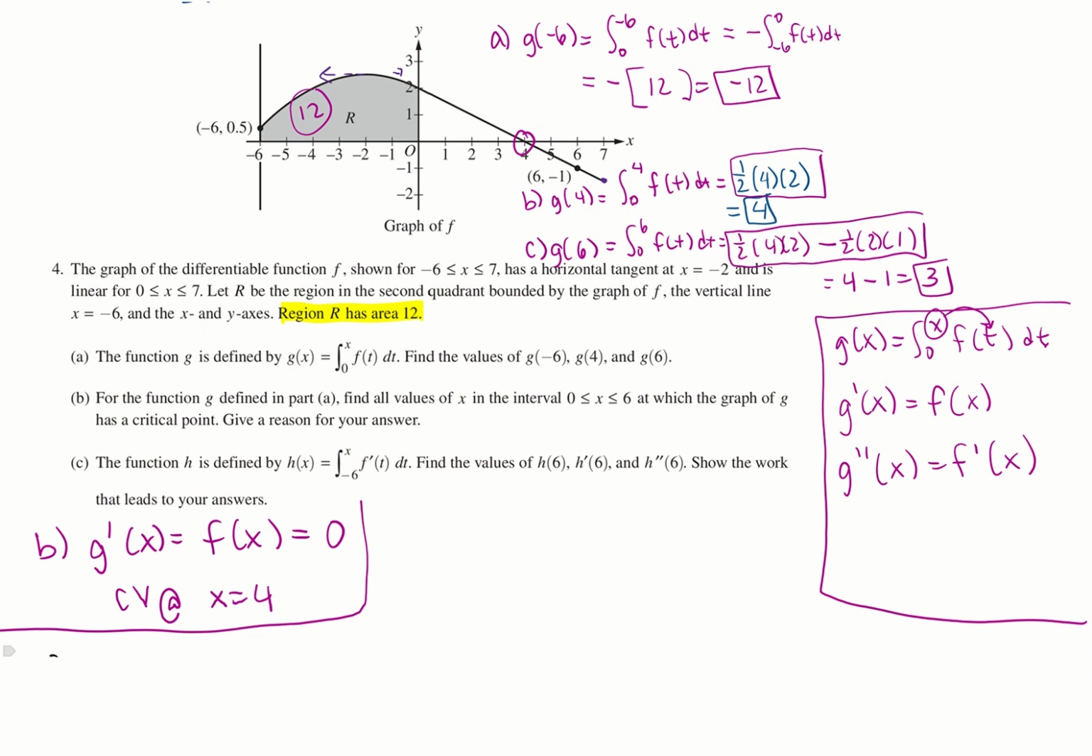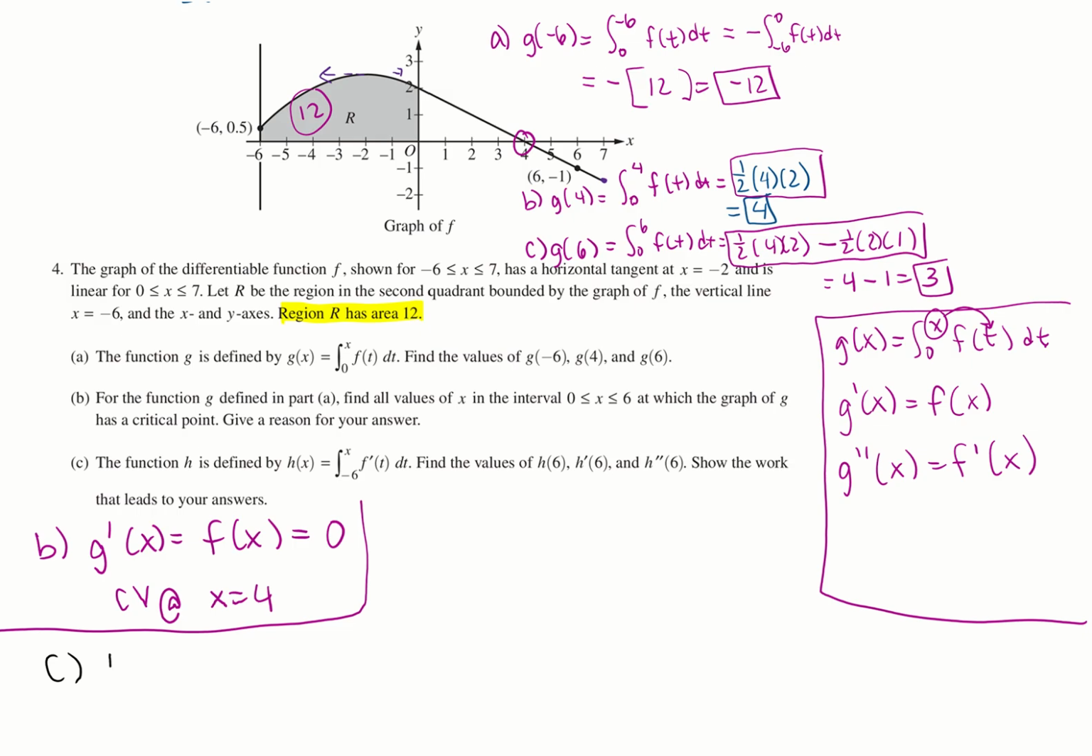Part C. Now we have a new function h. H is described as the definite integral from -6 to x of f prime. We want to find h of 6, h prime of 6, h double prime of 6, and again we want to show the work that leads to the answers here.